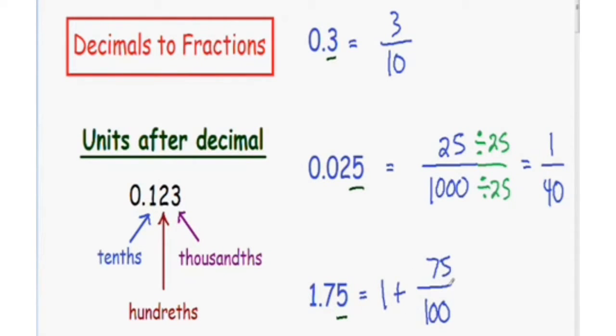This fraction is a proper fraction, but it's not in the lowest term. So we divide by 25 again, because 25 can divide 75 and 100. But first, put your 1 down, which is your whole number, and then you do the division. 75 divided by 25 is 3, and 100 divided by 25 is 4.